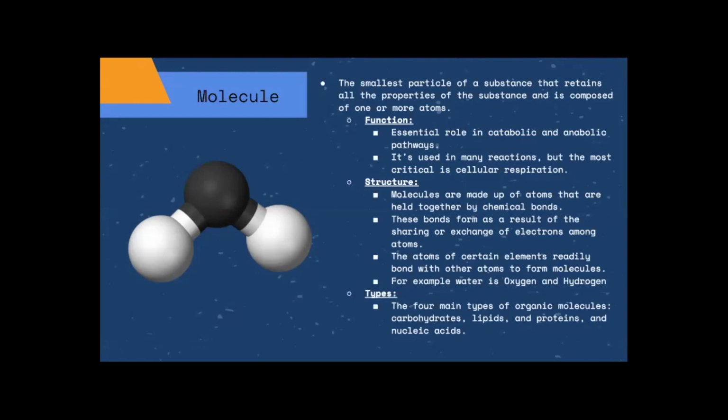For example, the most commonly found molecule that we have is oxygen and hydrogen, which makes up water. Water is the most common molecule after oxygen in the body, and it is composed of 2 hydrogen atoms bonded to an oxygen atom. There are 4 main types of organic molecules: carbohydrates, lipids, proteins, and nucleic acids.